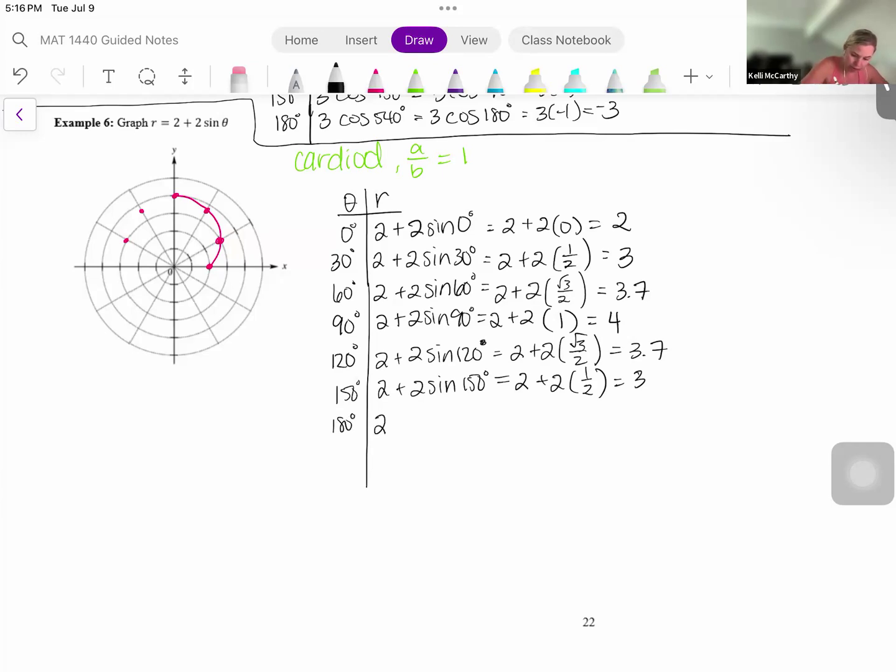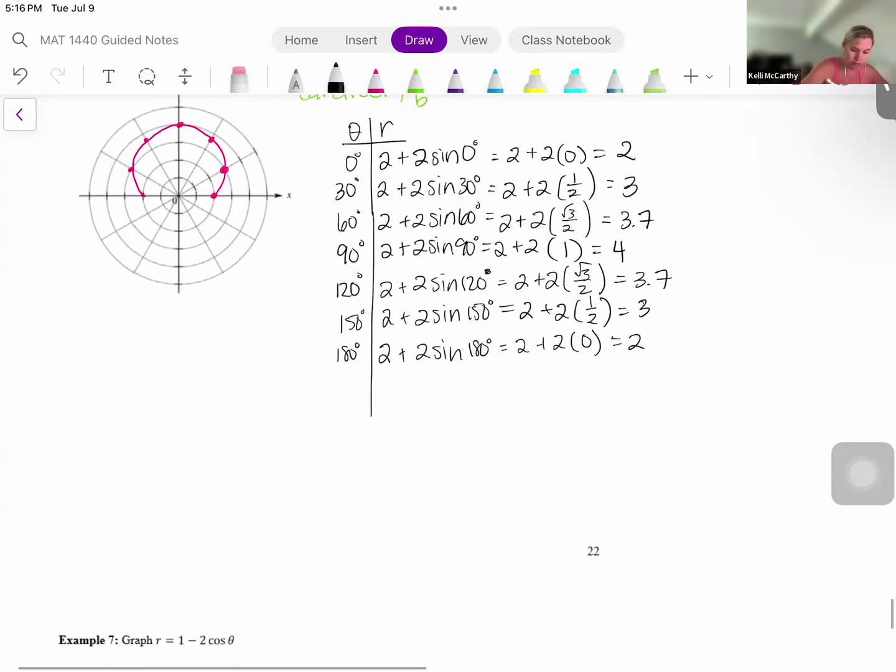180 degrees, 2 plus 2 sine of 180 degrees. Sine of 180 degrees is 0. So this is just 2. Again, connecting a few more points. Since we haven't closed that loop, we do want to keep going, keep adding more angles to our table of values. Our next is going to be 210 degrees.